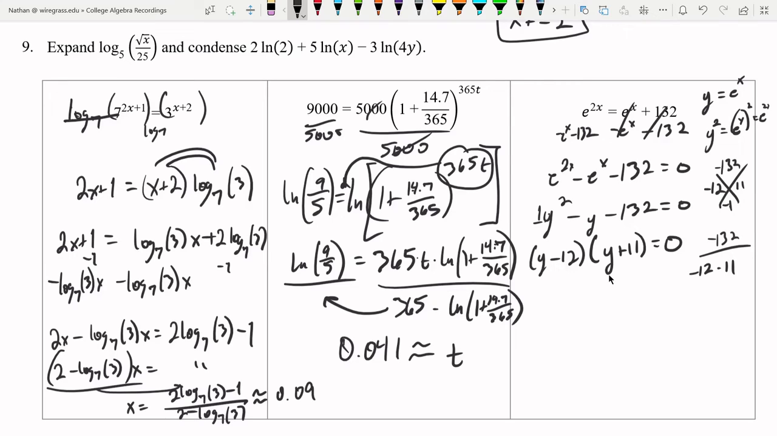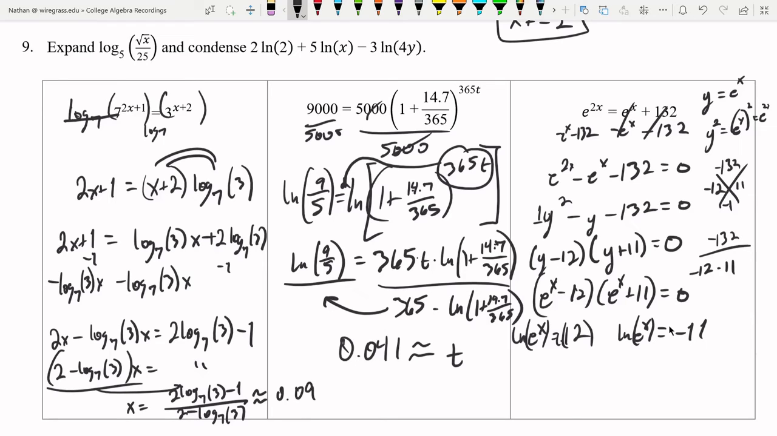All right, now I can go back, e to the x minus 12, e to the x plus 11. That's what y equaled, e to the x. So e to the x equals 12 and e to the x equals negative 11. All I have to do is take a natural log of both sides. That's going to give me x equal to the natural log of 12, which is approximately 2.48.